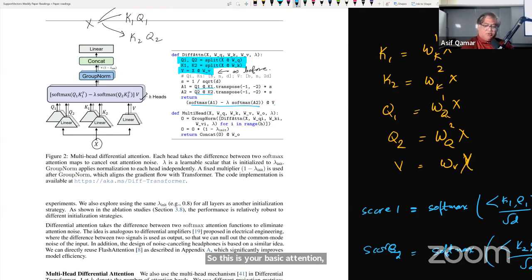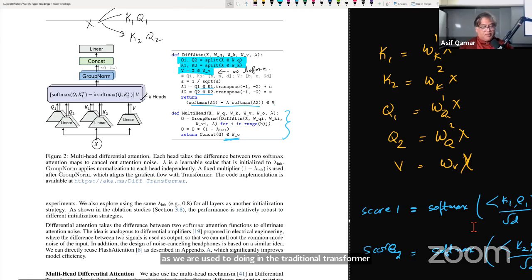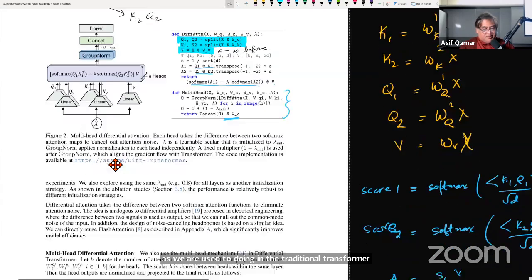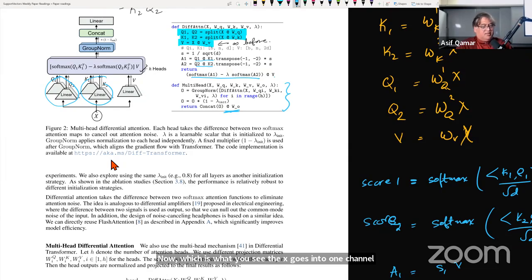The rest of it more or less remains the same. Multi-head just means you concatenate many of them, and then you do a dot product with a WO, as we are used to doing in the traditional transformer. No new changes. So the X goes into one channel and another channel, and it becomes a difference between two softmaxes. Then the normal things, group norm and so on, take place. Some bit of mechanics take place, but this is the core idea.